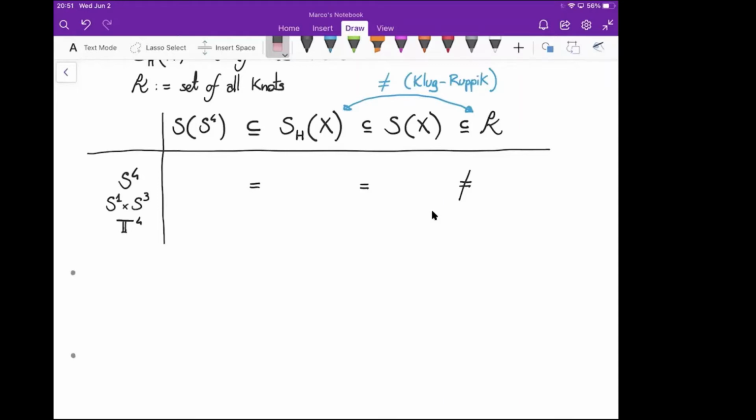on an S1 fiber, and in that case, the set of slice knots and H-slice knots doesn't change. And another interesting case is T4, because the universal cover of it is R4, and the set of H-slice knots again doesn't change if you go to the universal cover.